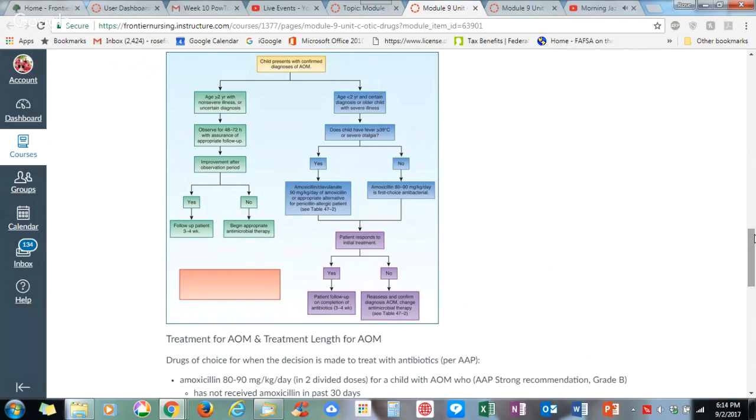So, in the other scenario, age less than 2 with uncertain diagnosis, or older child with severe illness. Does the child have a fever equal to or greater than 39 degrees centigrade or severe otalgia? If yes, amoxicillin with clavulanate, 90 milligrams per kilo per day of amoxicillin, or appropriate alternative for penicillin allergic patient. If no fever or no severe otalgia, amoxicillin 80 to 90 milligrams per kilogram per day is first choice antibacterial.